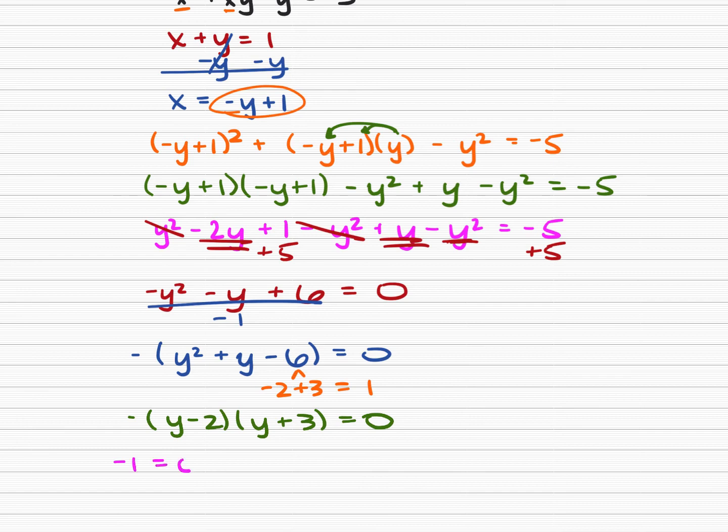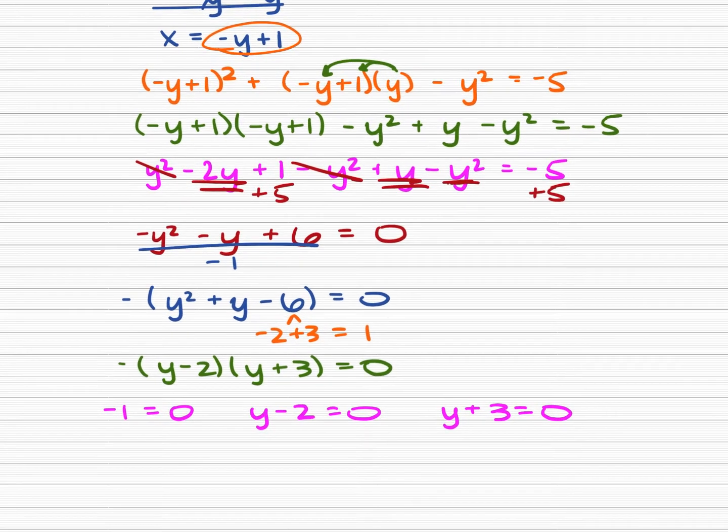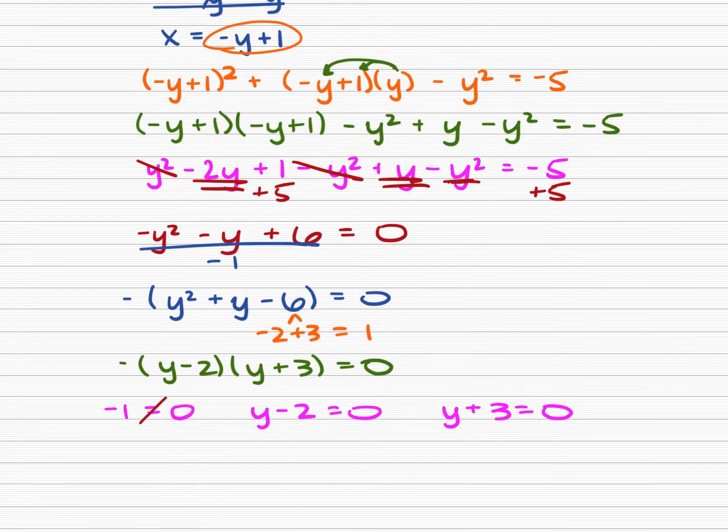Set each part equal to 0 and solve for each. That negative 1 is equal to 0 is a false statement, so do not work with it. Add your 2 over to get that y is 2. Subtract your 3 over to get that y is equal to negative 3.